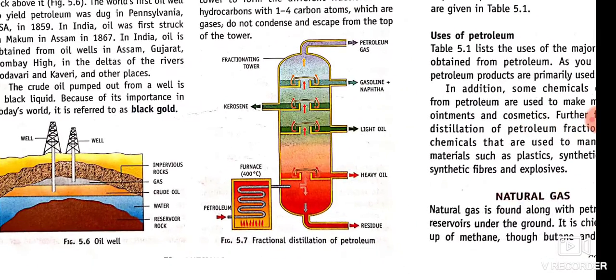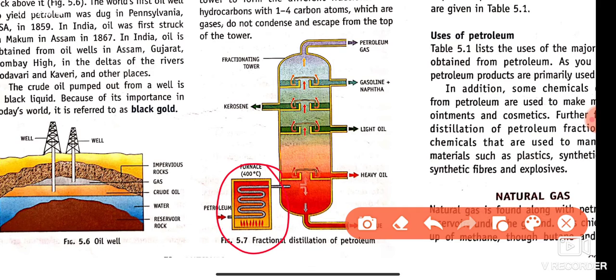How does it happen? There is a fractionating column in which first of all we heat the crude petroleum at 400 degrees Celsius in a furnace, we pass it through a hot furnace. Then it starts to heat up and convert into vapors. You know that whatever easily converts into vapor has a lower boiling point. Whatever has a lower boiling point easily converts into vapors.